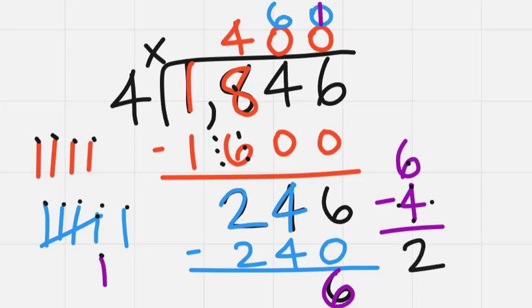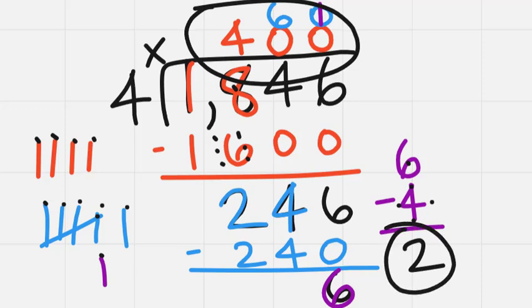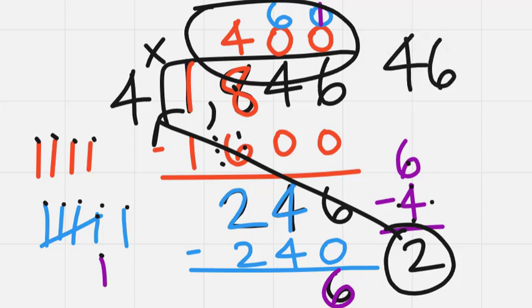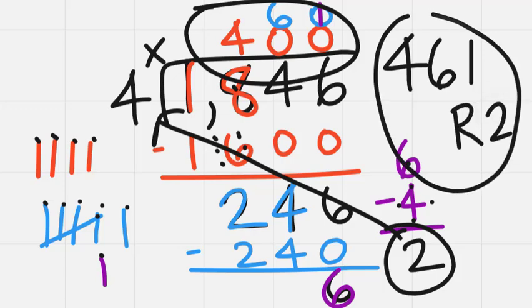Since 2 is less than 4, this is our remainder. This is what's left over. So that means our answer is 461, and 2 is our remainder because it's what's left over and it's less than 4. So 461, remainder 2 is our answer. Be sure to check your work.